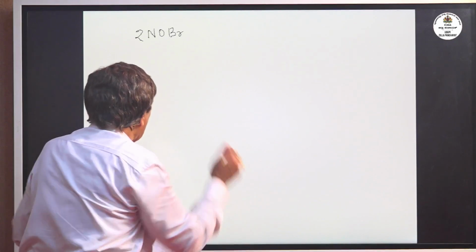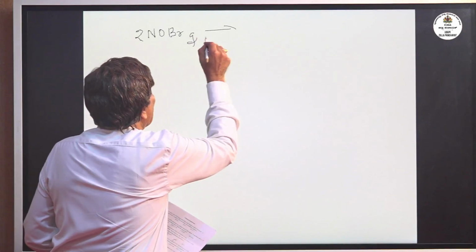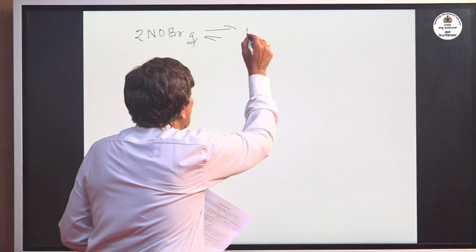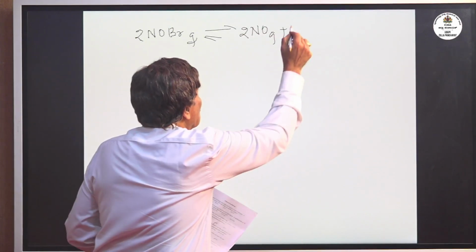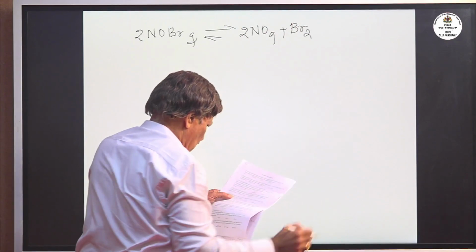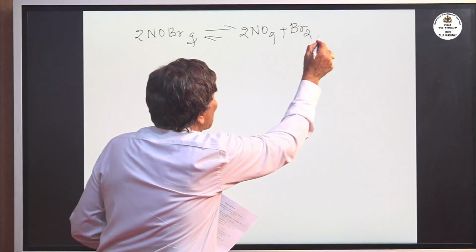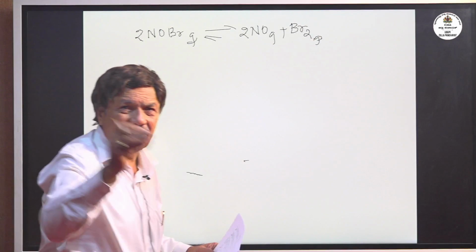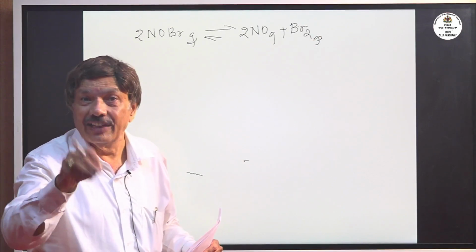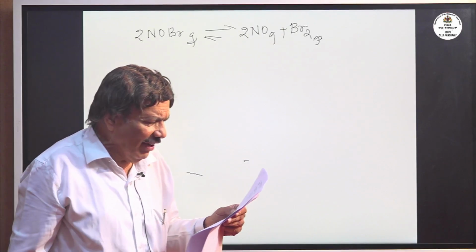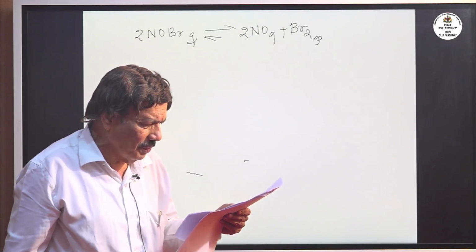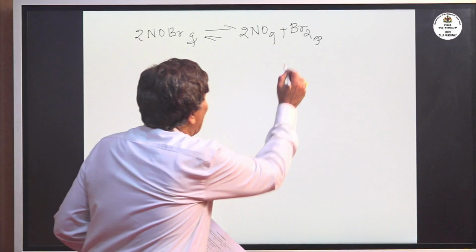What they have given is gas. It decomposes giving 2NO, which is a gas, plus Br2. This Br2 is also a gas. Of course, bromine is a liquid at room temperature, but at that temperature, it's a gas. Let us assume that. The partial pressure of Br2 is P by 9.